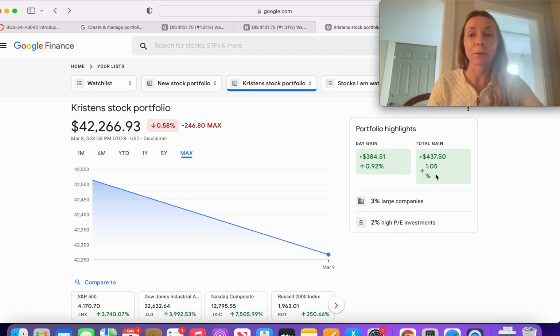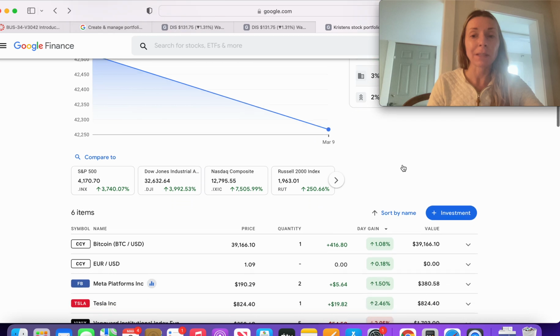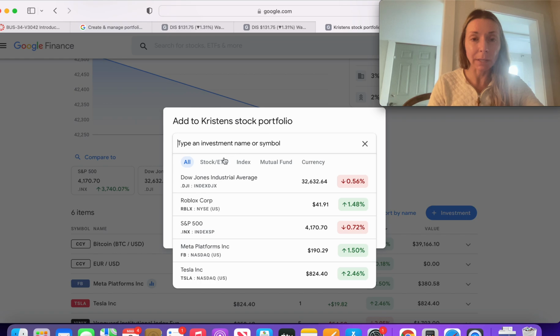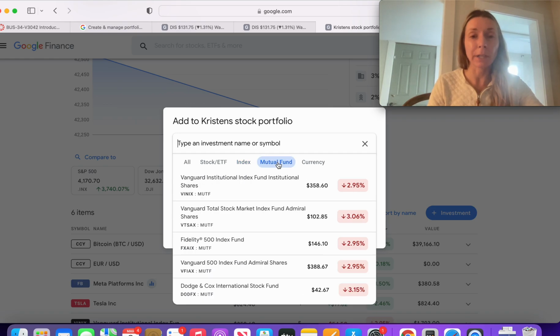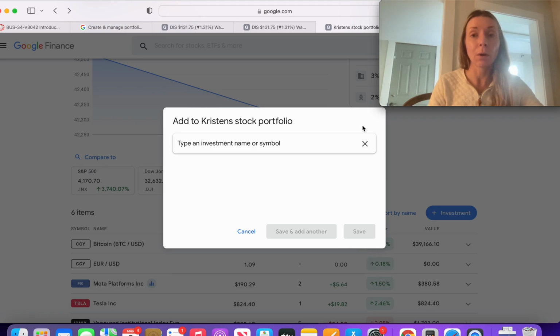I'm going to give you some basic information, gains, the companies that are in it, a little bit about the price to earnings ratios of those investments. And basically, when you add an investment, you have different options. So let's see, I can add stocks or ETFs. I can add an index, which you really need a mutual fund or an ETF to actually invest in. So that's something to think about. But you can look up mutual funds and add them by their name or symbol. You can add currencies. And yeah, it's a pretty interesting tool.